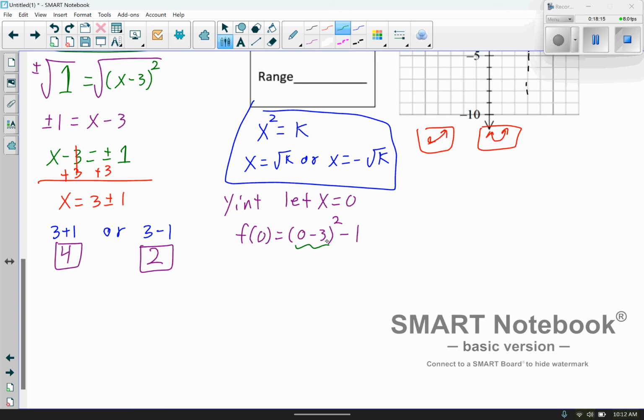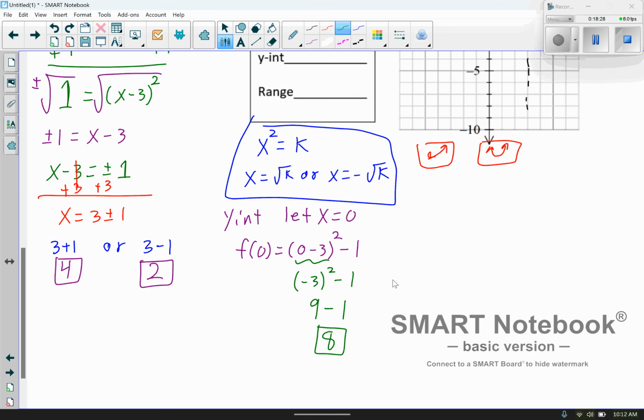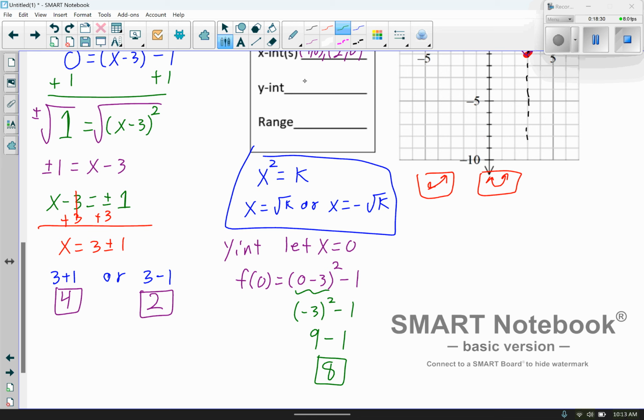So this right here would become negative 3 squared minus 1. Well, negative 3 squared becomes positive 9. 9 minus 1 is 8. And then once again, I want to list that as an ordered pair. I let x equal 0, and my result was 8, so the y-intercept is (0, 8).